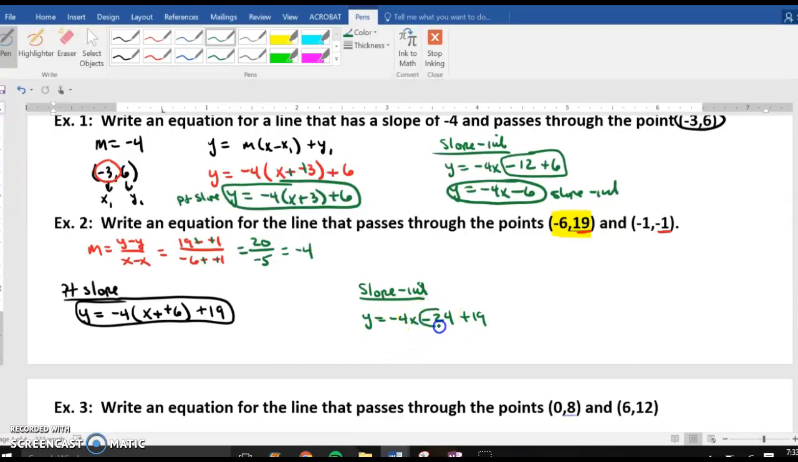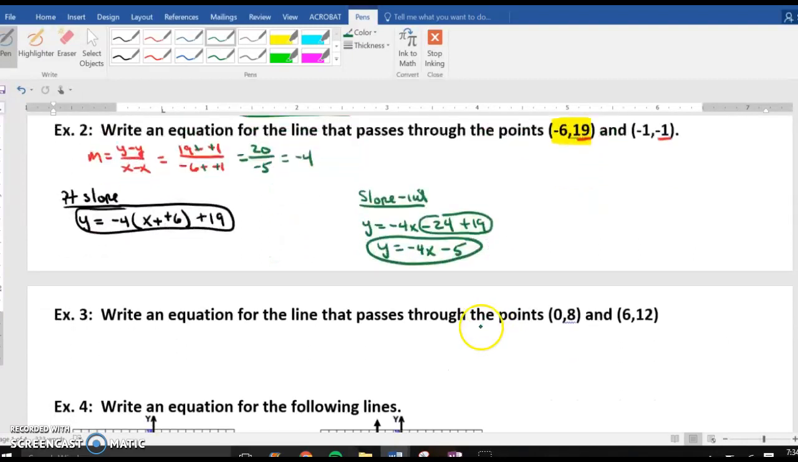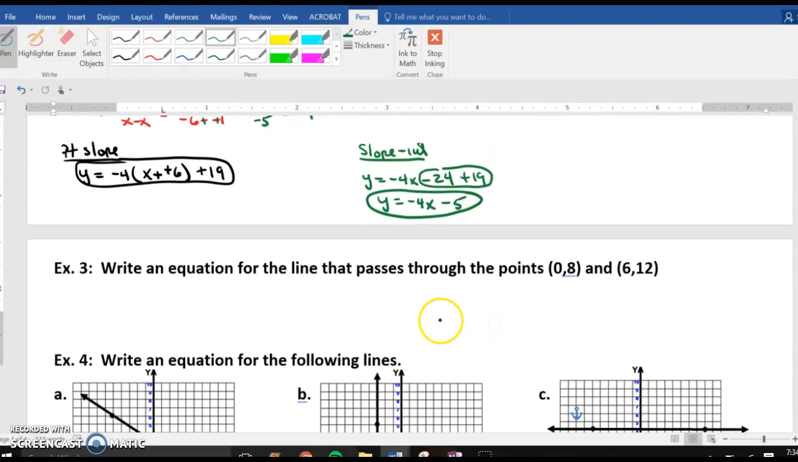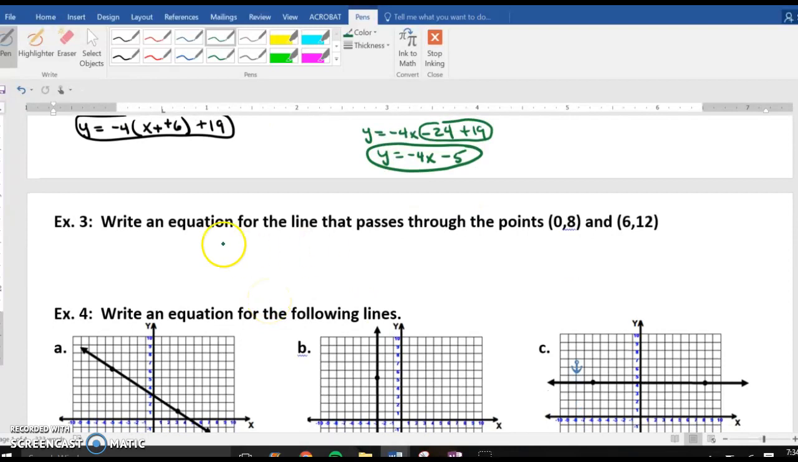And when we simplify here, you get -4x minus 5. And that would be your slope intercept form. Okay? And again, this is all a review, so if I'm going quickly, you can pause, rewind it, and I'll be in the class to answer questions. Okay, the last one, right?